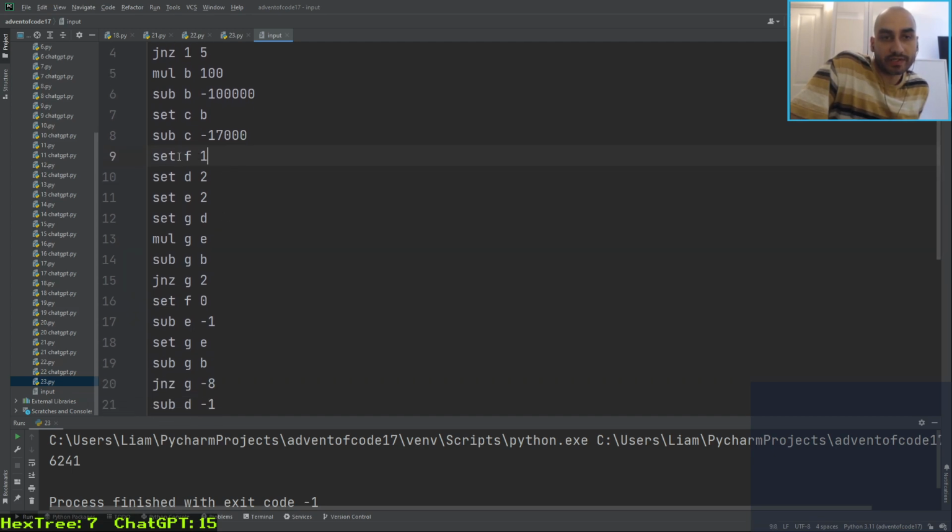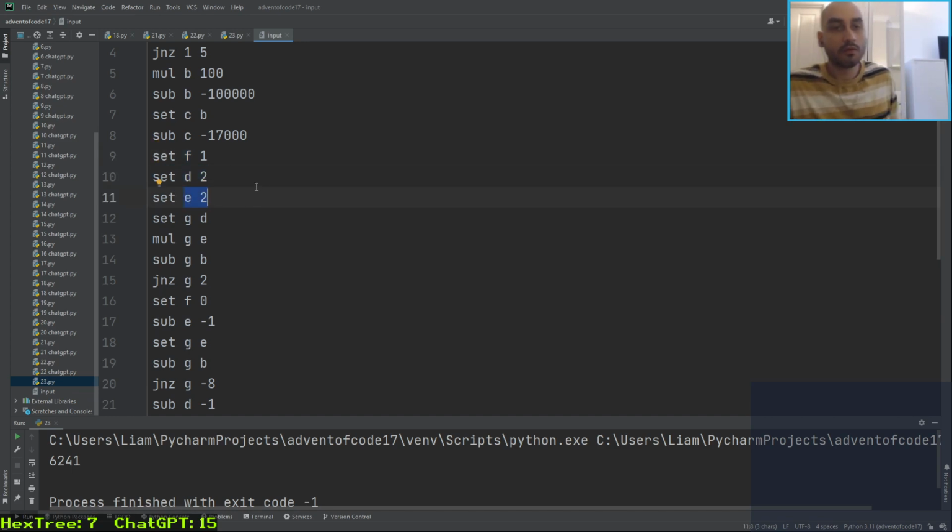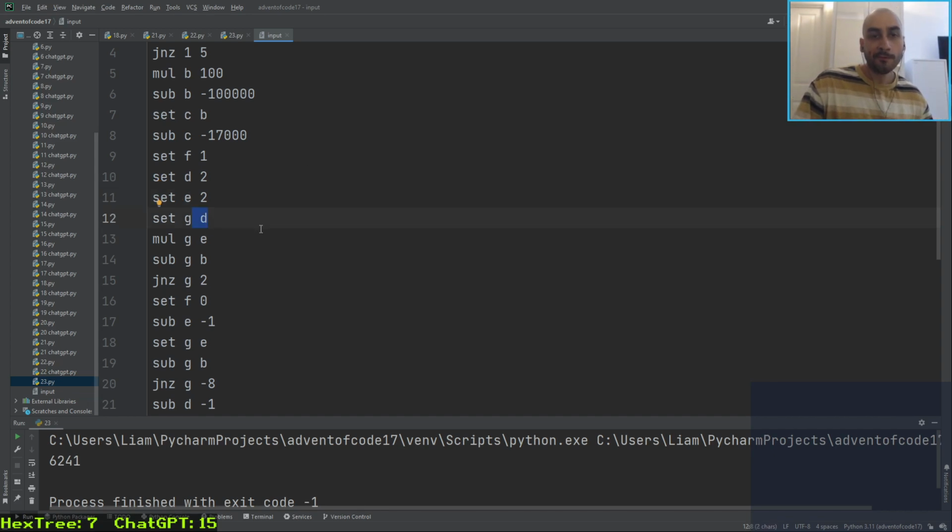Let's just read through this again. F set to 1, D set to 2, E set to 2. G is set to 2. Multiply G by E. It's like 4. G subtract B. So B is some really big negative number.